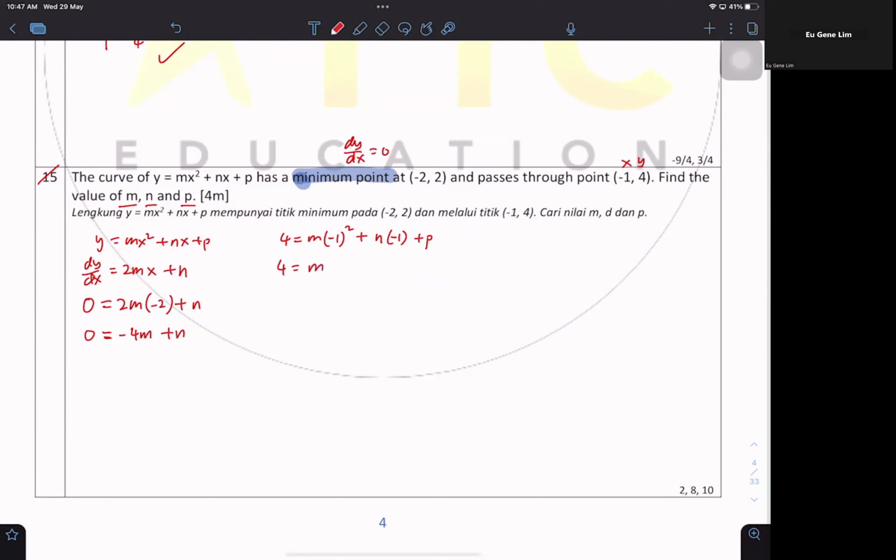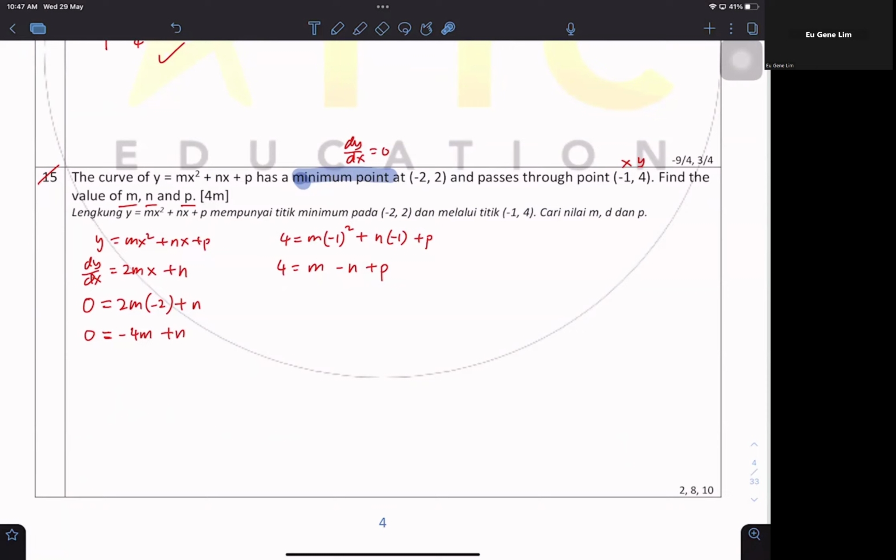Negative 1 power 2 is 1. 1 times n is m. Negative 1 times n. Yeah, you see? Still, we are not able to find anything. Still, you have 3 unknowns. For you, this question is a bit challenging.